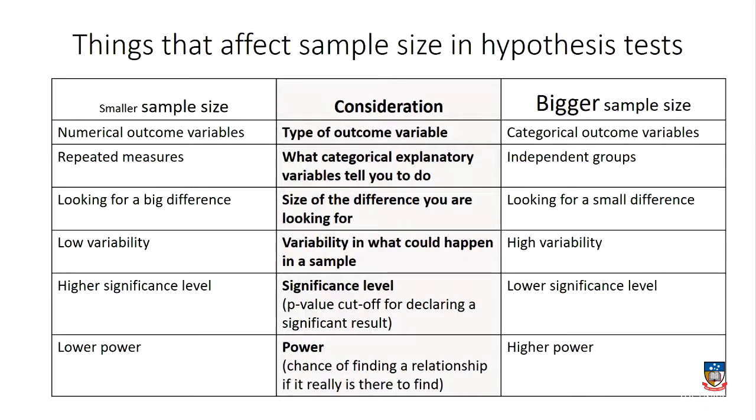The other thing that you need to consider is the variability on what could happen in a sample. If there is low variability, then you need a small sample size, and if there's high variability, you need a bigger sample size. And this is going to require me to switch over to the document camera to draw some pictures to talk about that, and it's also going to require me to talk about specifically how some of these hypothesis tests actually work.